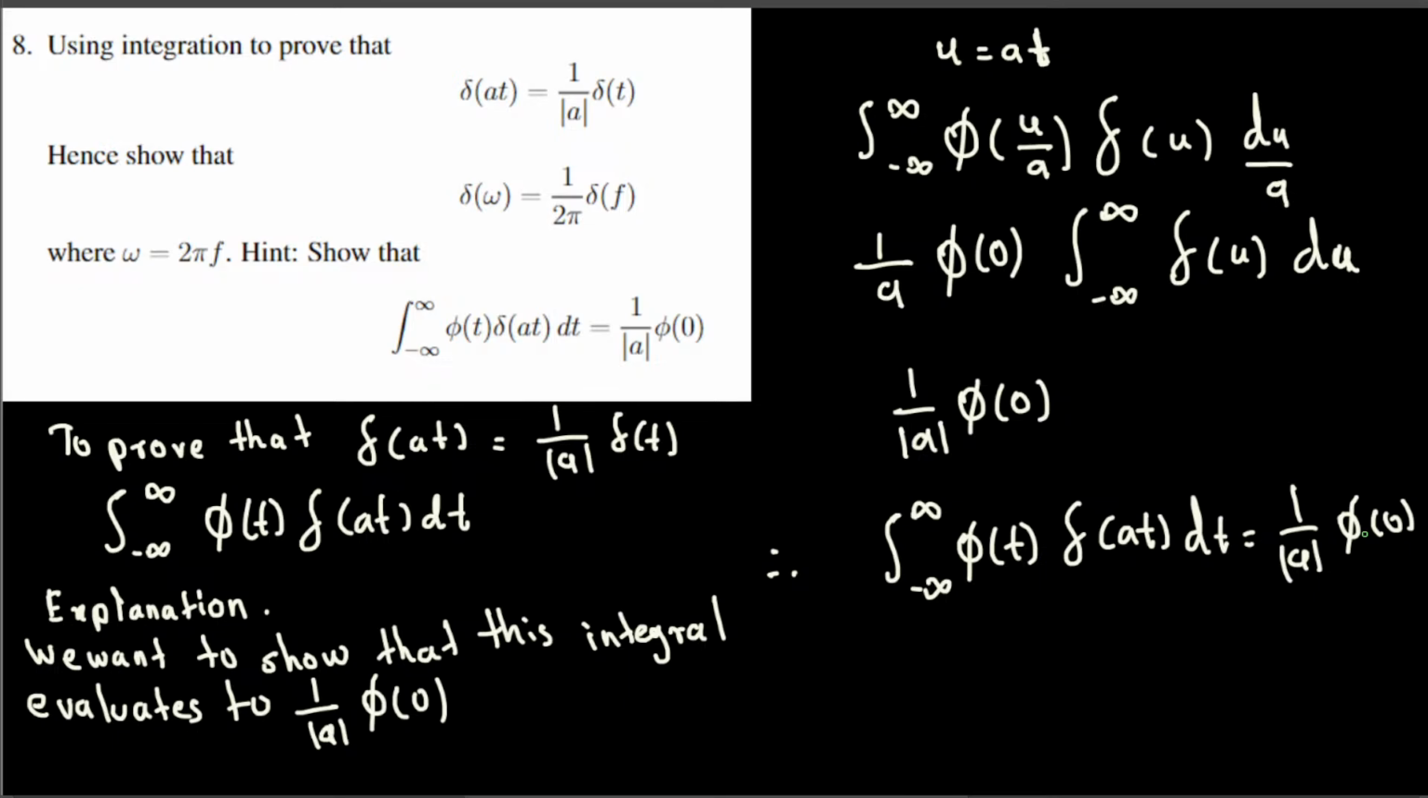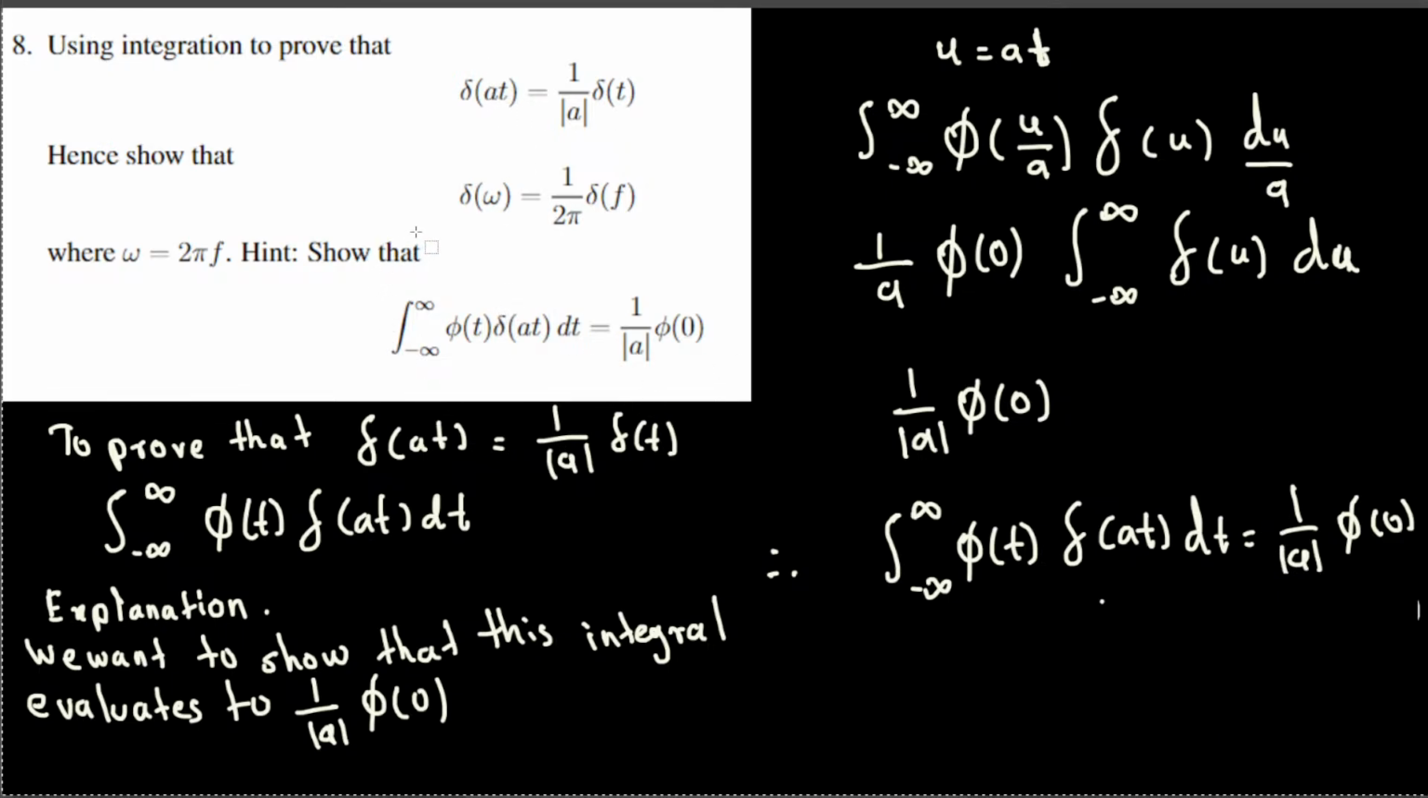Okay, which is equivalent to 1 over absolute value of a, delta of t, because delta t only exists at 0, so it automatically proves that. So delta of at is equal to this. Okay, so we proved that one.